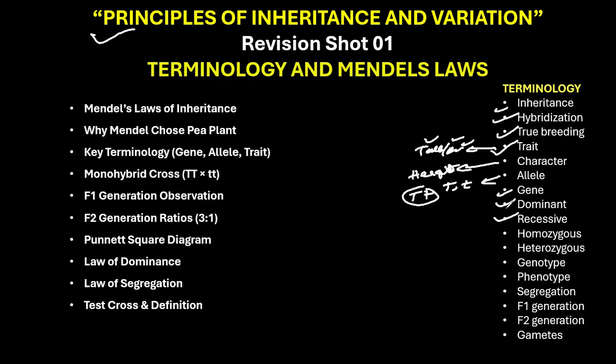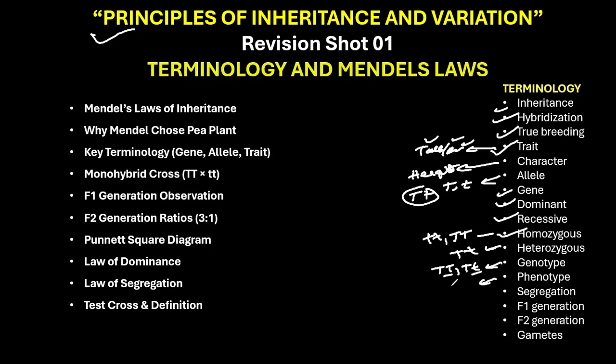Recessive is the trait that is hidden in the F1 generation but appears in the F2 generation. Homozygous means same alleles, like capital T, capital T, or small t, small t. Heterozygous means capital T, small t; they're different. Then genotype means genetic makeup, whether it is capital T, capital T, or capital T, small t. So we are checking what type of genes are making that particular phenotype.